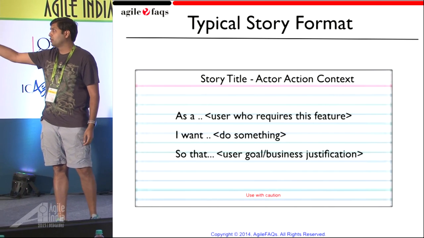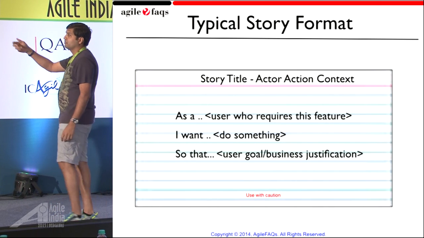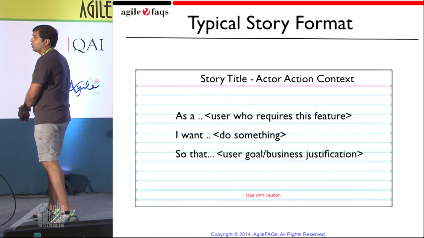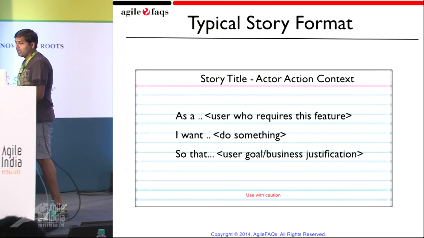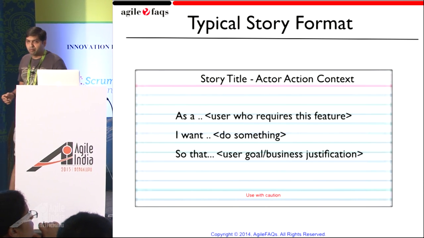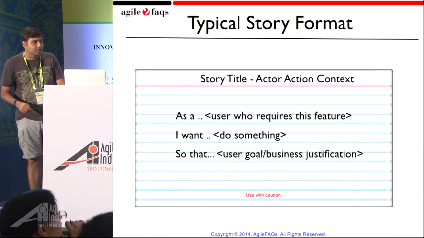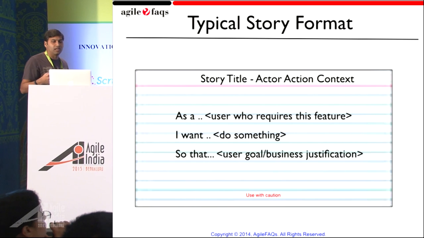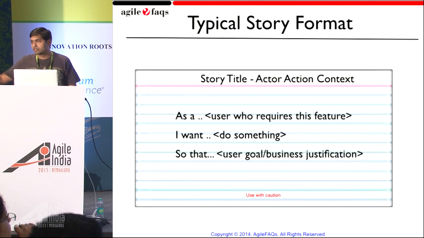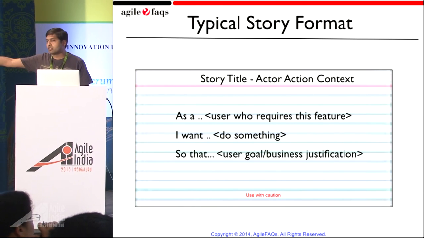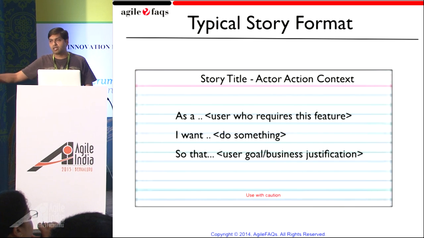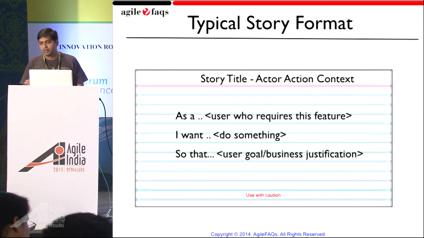What you want to hear is who needs this feature, who has this problem, and what do they want to do, and how do you justify building this? How is it going to benefit? What is the justification for building something like this? And that helps us write the acceptance criteria, right? Because if I understand the justification for why I'm doing this, I'll be able to articulate the acceptance criteria better.